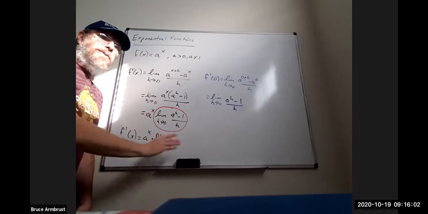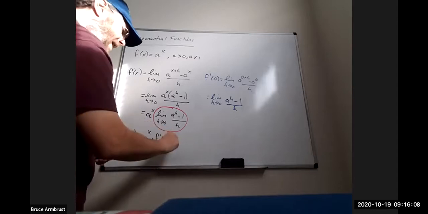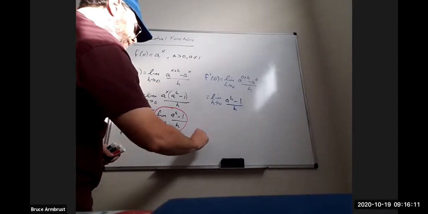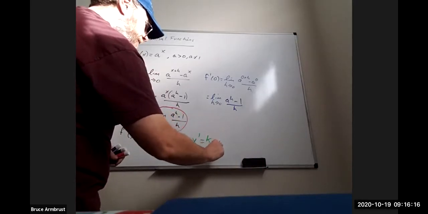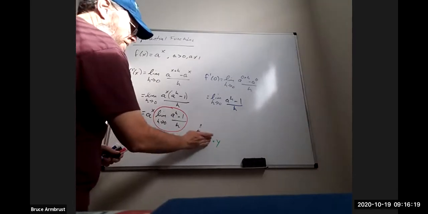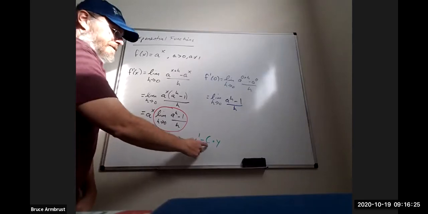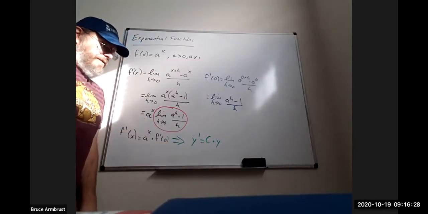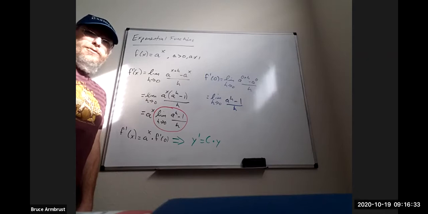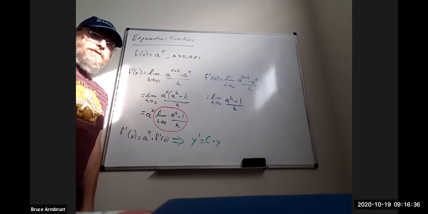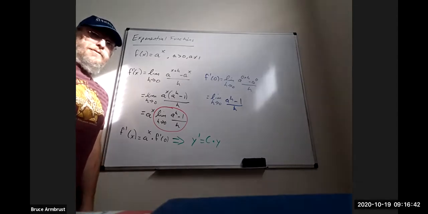Let me rewrite this in a different notation. What this just showed us is that y prime is equal to some constant, I'll call it c, times y. Whoa, that's kind of cool. The only difference between this exponential function and its derivative is a constant multiple.